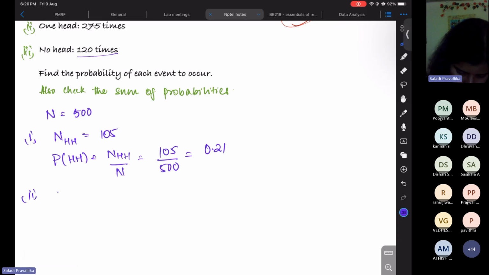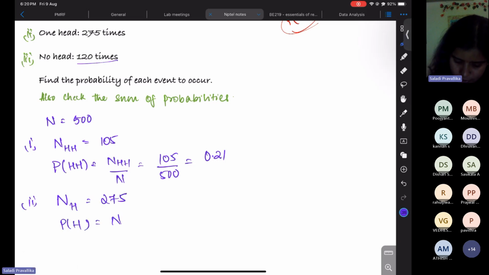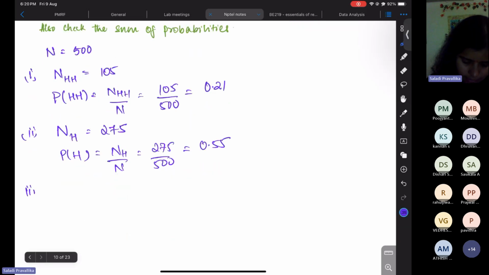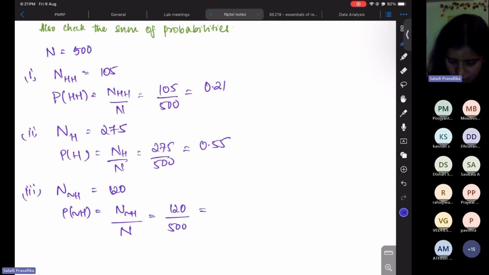Okay. So the next one is we are having just one head, and that is given as 275. So P of H is equal to N of H by N, which is equal to 275 by 500, which is equal to 0.55, right? The next one is having no head, that is 120 times. So P of no head is equal to the number of no heads divided by the total number of times the coin is tossed, 120 by 500, which is equal to 0.24, right?